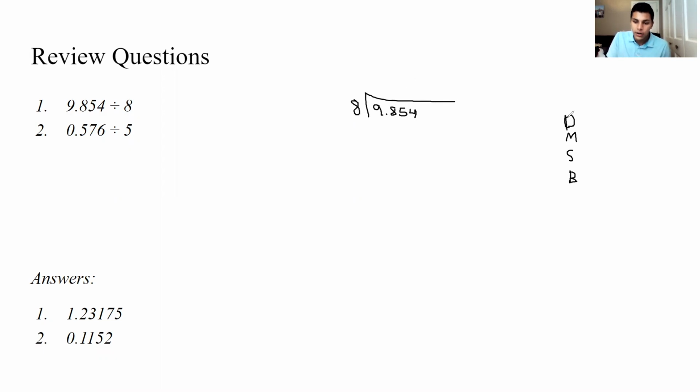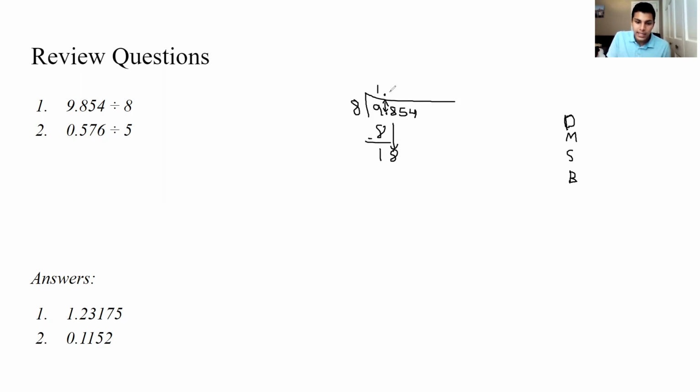So let's divide our first number. So 8 goes into 9 1 time. And remember, we draw the decimal point where it is in what we're dividing. So we draw it right here. Now we multiply. 1 times 8 is 8. We subtract. 9 minus 8 is 1. And we bring down. So we bring down this 8 here.